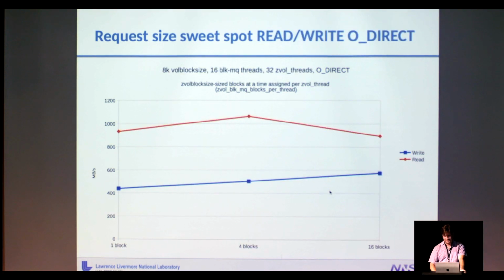Now here's where it gets interesting. Before it looked like, well, more blocks better, right? And here you can see with writes, more blocks is better. But this is looking at O-direct reads and writes. And with O-direct reads, you actually get better performance with fewer blocks, with 4 blocks. So this is yet another tunable that you'll want to benchmark on your workload to try to get the best performance. I think I set it to default to 8 blocks in the driver currently.